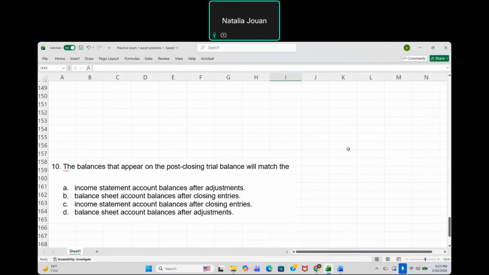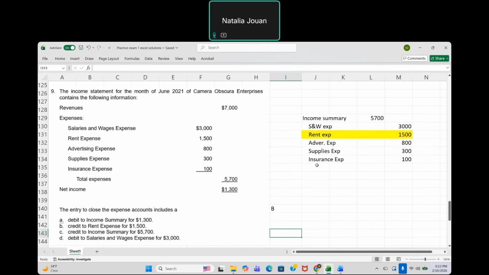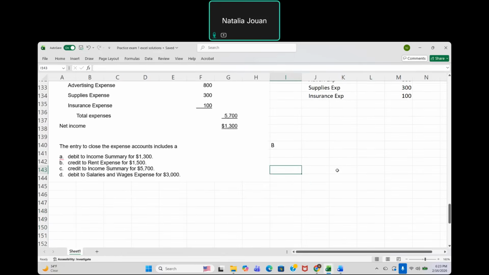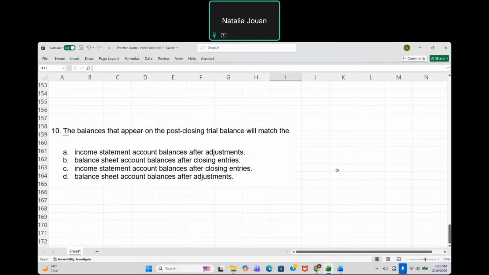And the last problem right here: balances that appear on the post-closing trial balance. After you prepare all these closing entries, you're no longer going to have expenses. You're no longer going to have revenues. You're no longer going to have dividends. So the only accounts that you're going to have are the balance sheet accounts. So it's either B or D. And post-closing, obviously, it's balance sheet accounts after closing entries. The name tells you, right? Post-closing. So the answer is B.